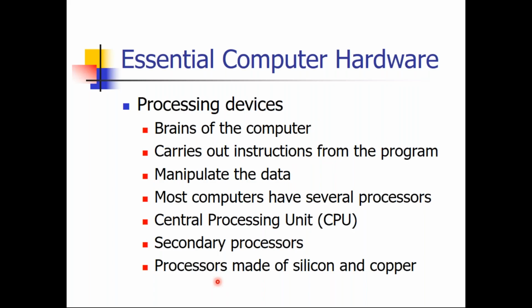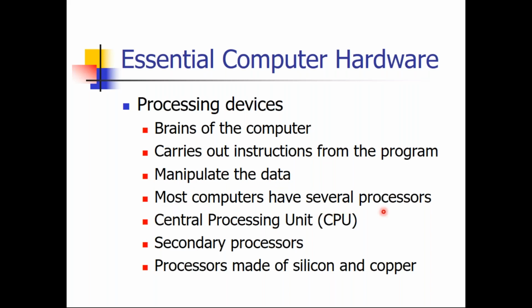Next, essential computer hardware: processing devices. What do processing devices do? They are simply the brain of the computer. Processing devices are called the brains of the computer. They carry out instructions from the program and manipulate the data. For example, if you give 2 to 3 instructions and want to add them, it gets processed and displayed.